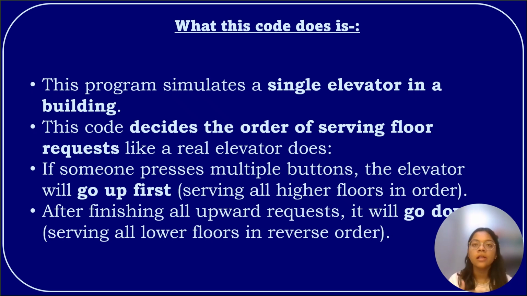For example, if I am on the second floor of the building and I have to go to the fifth floor, and if there is a person on the third floor who has to go to the first floor, and the elevator is currently on the zeroth floor, that is the ground floor. So what the elevator will do is first go to the second floor, then go to the third floor, pick up the other person, then go to the fifth floor, which I had requested.